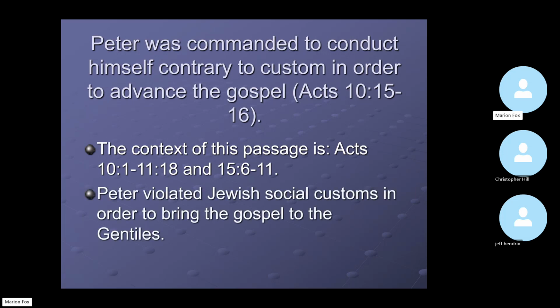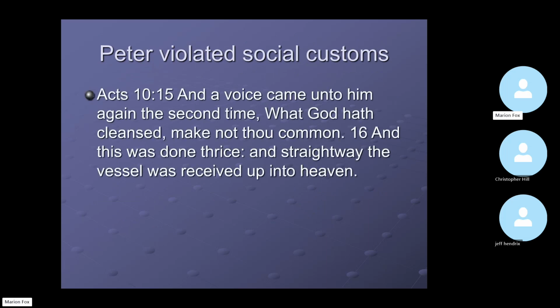Peter violated Jewish social customs in order to bring the gospel to the Gentiles. So now then we have another principle. We should violate that custom if it hinders the gospel, the presentation of the gospel. In this case, it was hindering the presentation of the gospel. So we look into it, and in Acts 10:15, remember what happened?